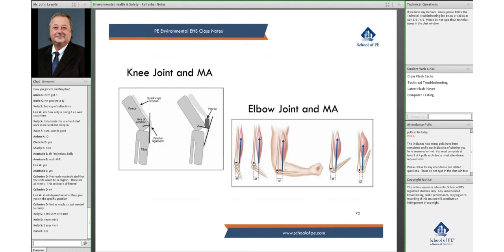Again, the knee joint and mechanical advantage. With the femur, here's your tibia, this is your thigh, and this is your tibia. And then here you have your elbow joint and mechanical advantages. Here's your M, and here's your force, depending on what it is. We'll talk about elbows and knee joints in a minute. We kind of went through this already.